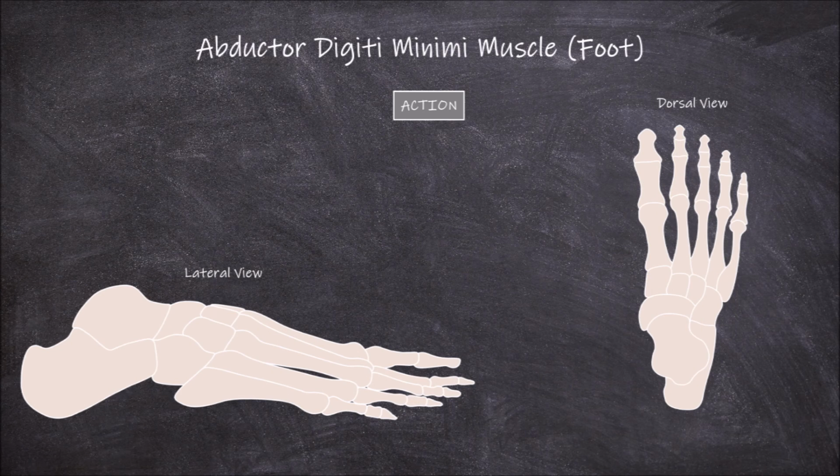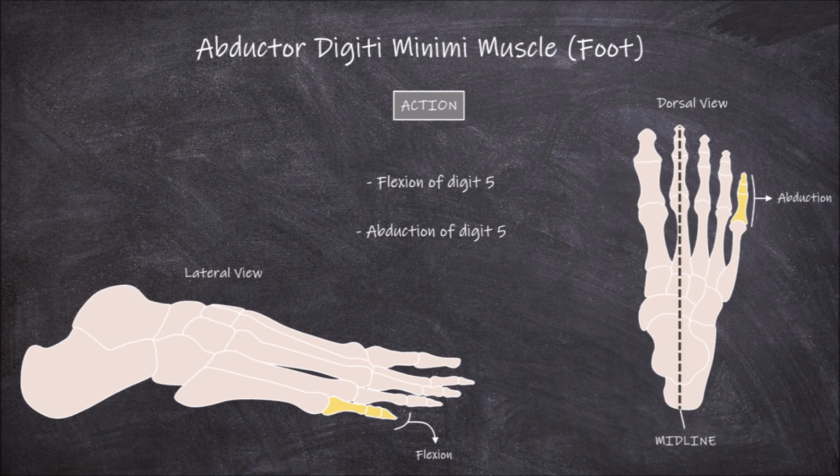What actions are this muscle involved in? This muscle primarily functions in the flexion of the fifth digit. In other words, the movement of the little toe downwards. It is also involved in the abduction of this toe. In other words, the movement of the little toe away from the midline of the foot.